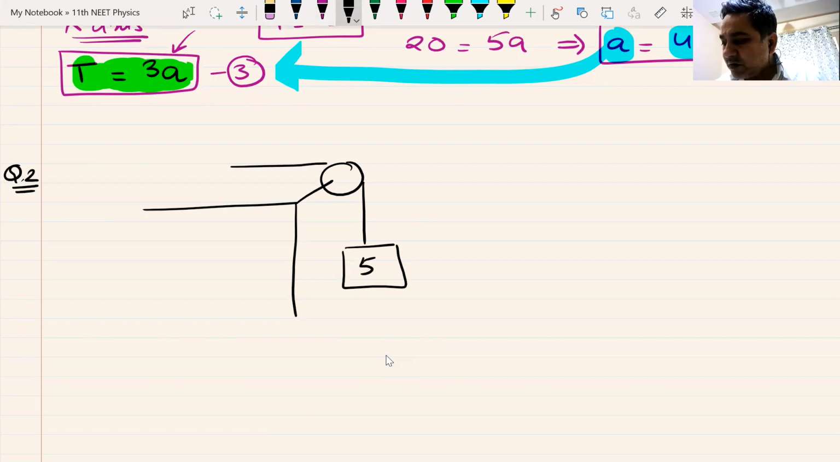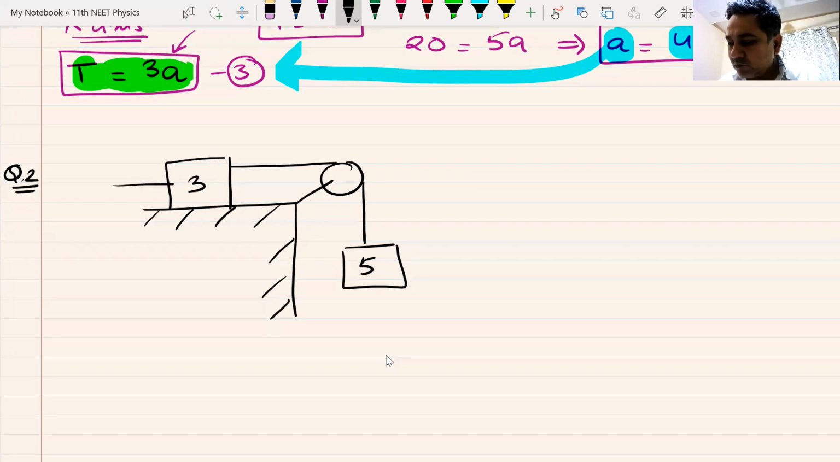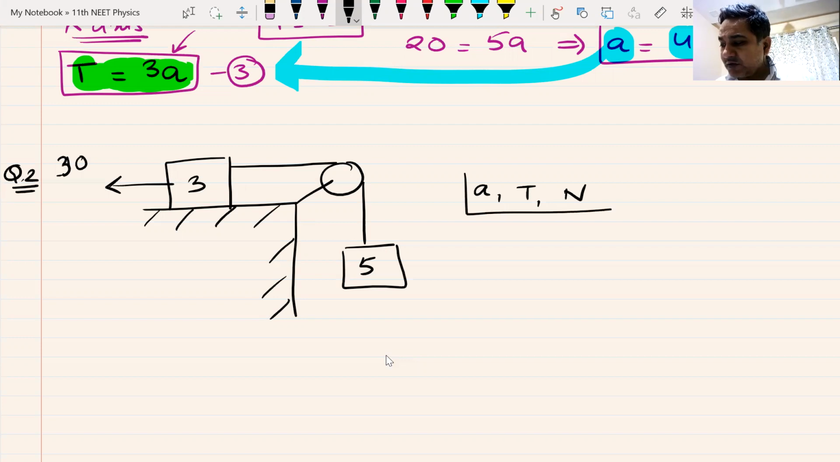This is a 5 kg block. This is a 3 kg block. And apply a force of 30 newtons here. Now again, I ask the same question: what is the acceleration? What is the tension in the string? And what is the normal reaction from the ground?